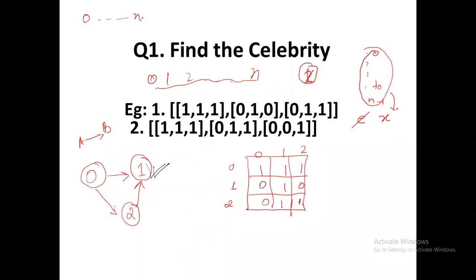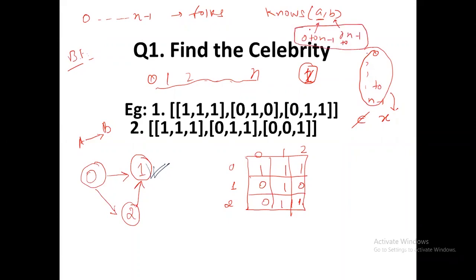For example, 0 to n minus 1 has been provided. These are the folks. You have to find the celebrity. What is provided to you? The knows API, A B. What can I do? Brute force. This is a brute force approach. For each and every folk present in the party, A from 0 to n minus 1, B from 0 to n minus 1, I will ask everyone, hey, do I know you? For each and every folk, I am going to make a call to the knows API technically.